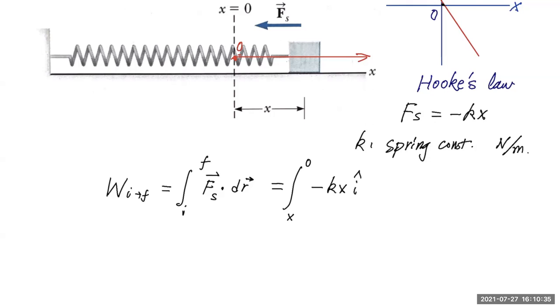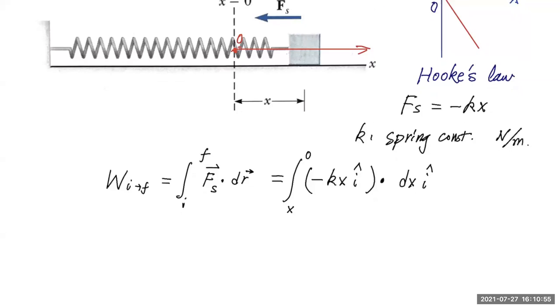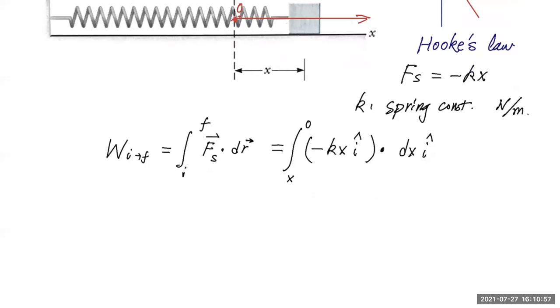Okay, i is a unit vector along the positive x direction, and then dot dr. What's dr equal to? Well, dr is not equal to dx i, right? I mean, dx is positive if the length of the spring increases, and dx is negative if the length of the spring decreases. In our case, it actually decreases. Okay, so we can finish this integral now.